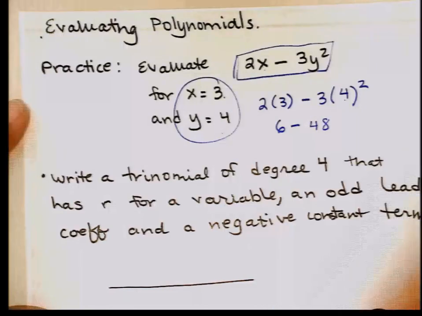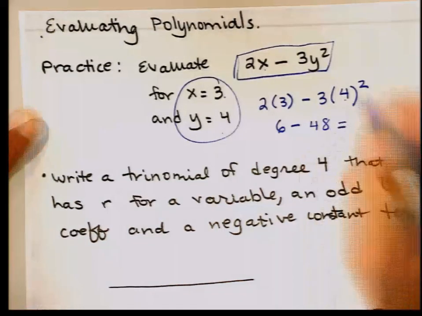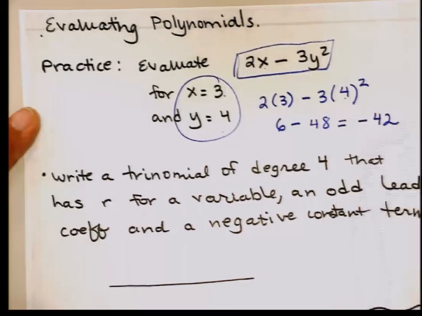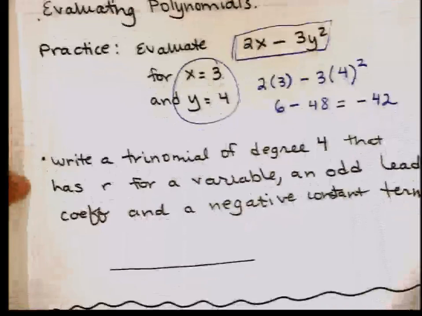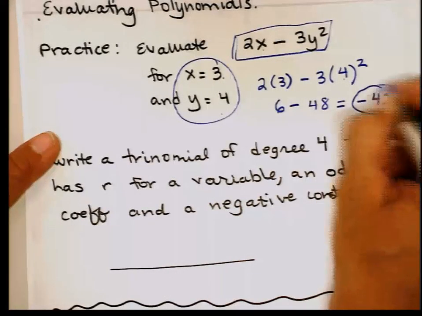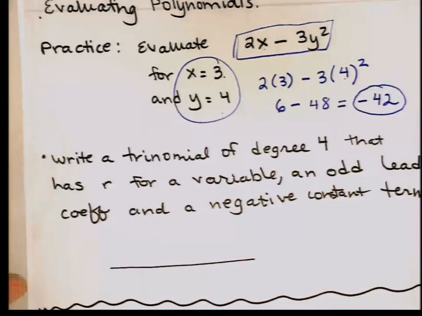You could have done it differently. So now I have 6 minus 48, which would be negative 42. Okay. So after we've evaluated, since I had values for each of the variables, my final answer is a number.